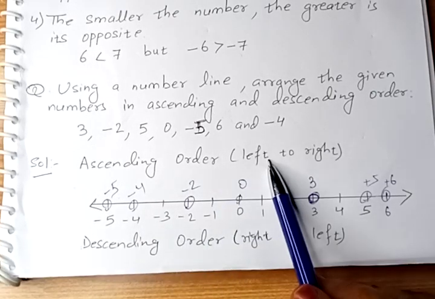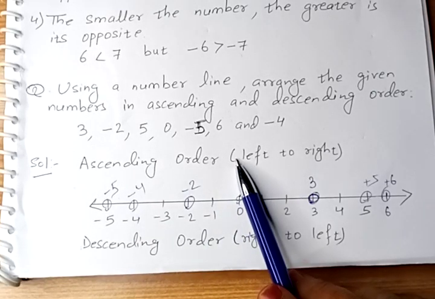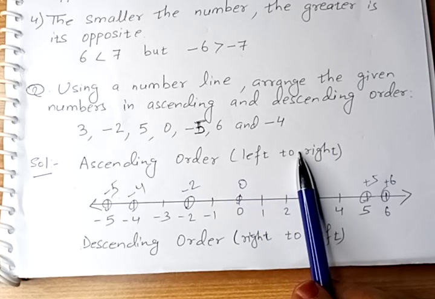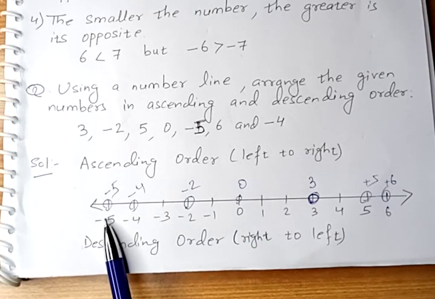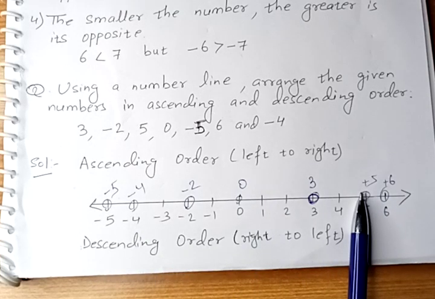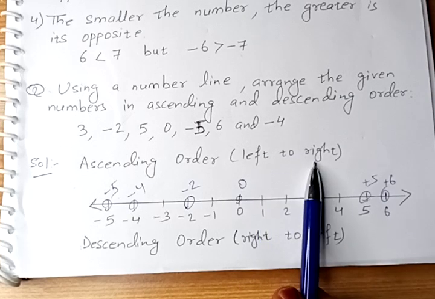So first is ascending order. Ascending order means small to big. So where are the smaller numbers? Left side. It means we have to go left to right. When we write the numbers in ascending order, we must go left to right.